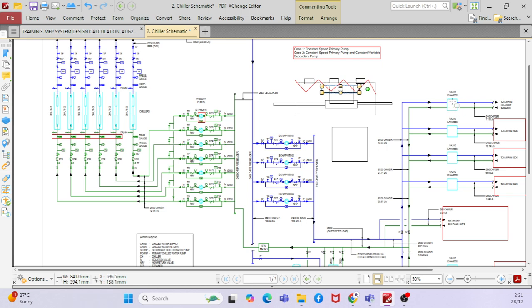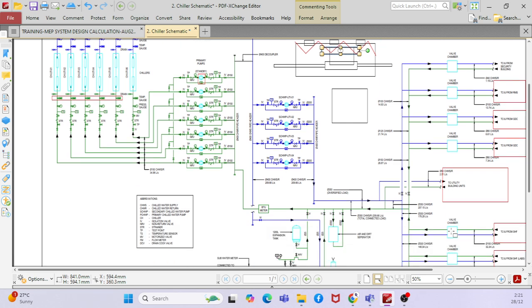Say for example, there is 100 kilowatt, I'm just assuming. You have, say for example, 15 buildings or 20 buildings or 20 spaces. Assume that you have 2000 kilowatt, right? Or 3000 kilowatt, whatever it is, based on the building load. Now, based on that building load, you are going to have a chiller selection.